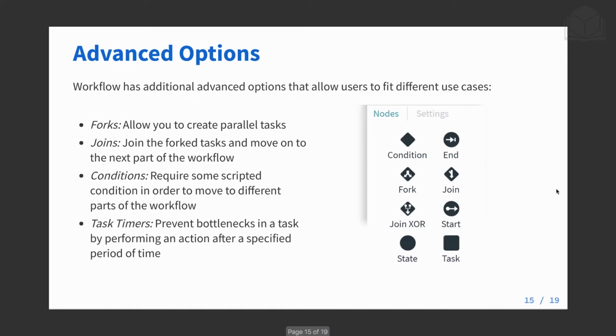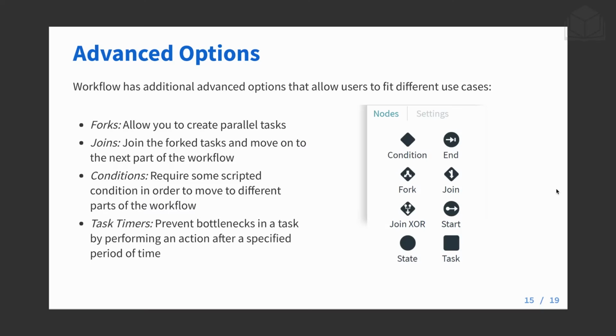Some of the advanced options we haven't talked about yet for our workflow processes are forks and joins, and conditionals as well. You can set up scripted conditionals, if-else statements, if you will, within the workflow process. And you can use the forks and joins to provide parallel processes, so you can have multiple parties reviewing something at one time. Like I mentioned, those task timers are part of the advanced options that allow us to prevent bottlenecks by performing an action after a certain amount of time has gone by.